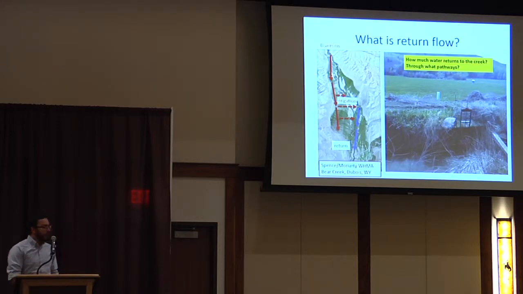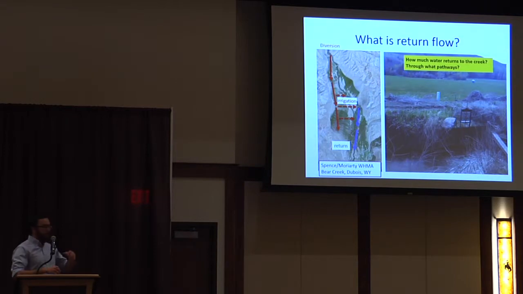So I'll start out by just saying a little bit about what return flow is. The main point is, if we take water out of the creek and use it for irrigation, how much of that water gets back into the creek ultimately. The example I'm showing here is the whole Spence Moriarty Wildlife Habitat Management Area, and basically all of the green part is the watershed that we're concerned with, and the creek runs right down the middle.